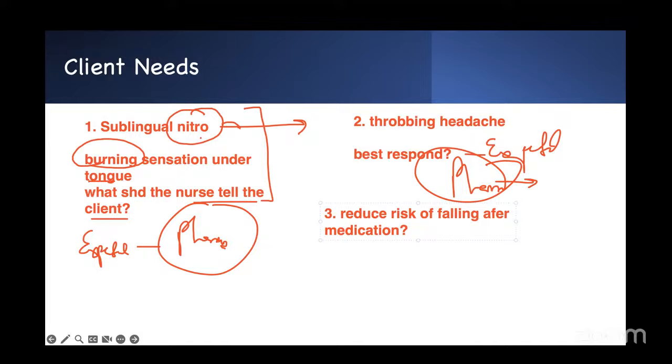Therefore, your answer choice should be what? Reduction of risk so that they don't fall. What are you going to tell them? So if you put it under, this is no more a pharmacology question. It's now a risk reduction question. I don't want the patient to fall. You teach them how not to fall. Get up slowly, because of orthostatic hypotension.